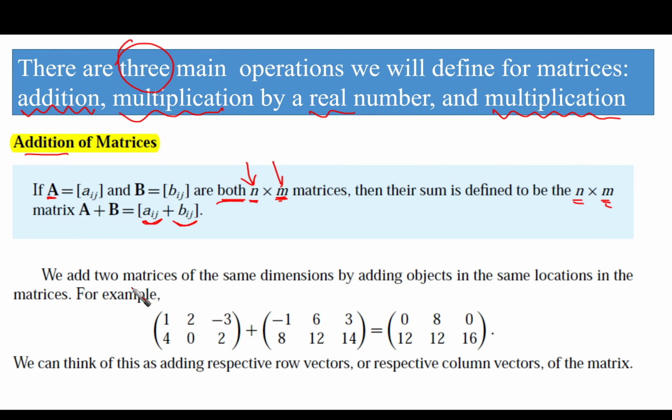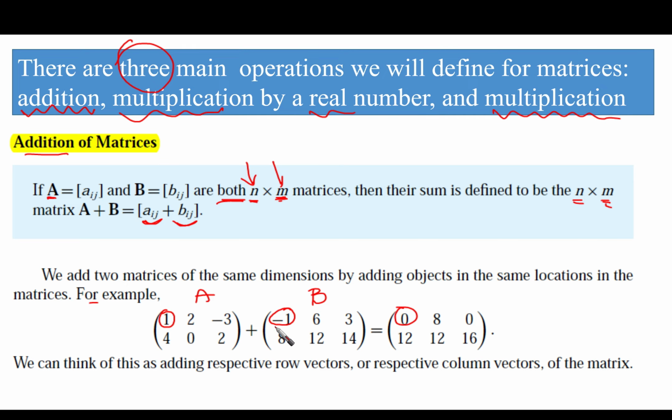We add two matrices of the same dimensions by adding objects in the same locations in the matrices. For example, this is matrix A, and let's assume that this is matrix B here, and these are the elements of matrix A, and these are the elements of matrix B. So when we are adding them, we are going to add this element with this element, 1 minus 1, so it is going to be 0 here.